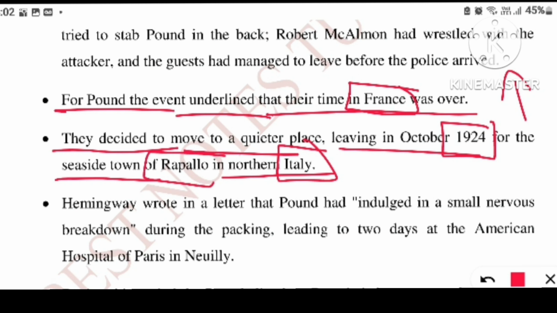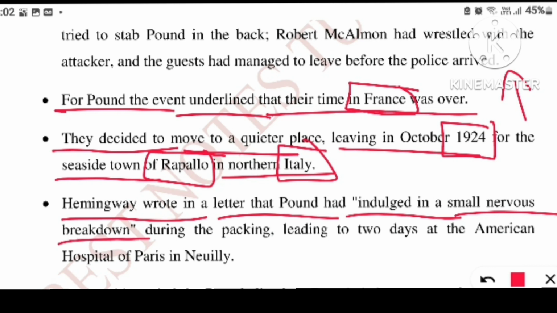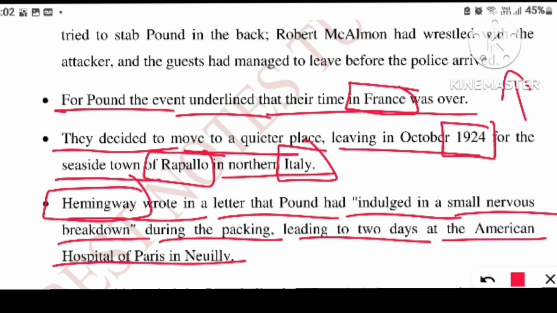And where exactly in Italy? It's Rapallo. Hemingway wrote in a letter that Pound had indulged in a small nervous breakdown during the packing, leading to 2 days at the American Hospital of Paris in Neuilly. Now see, Hemingway, he is another writer. He had written somewhere that because of this incident, a nervous breakdown had happened to Pound, and therefore for 2 days he had to be in the hospital.